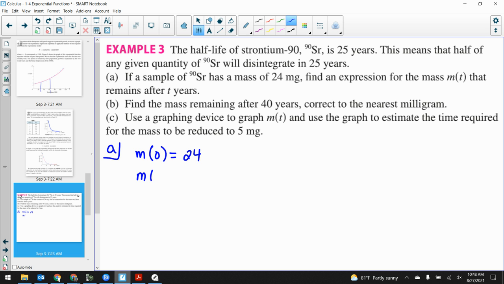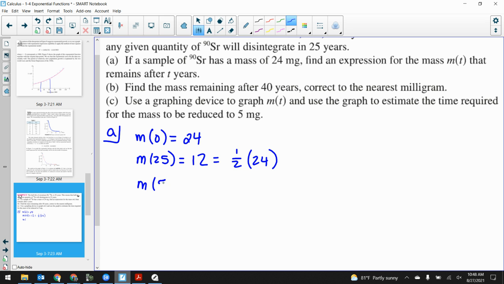Okay, mass at time 25. Well, what's going to be remaining after 25 years? How many milligrams? 12, right? I take 24, I bring it down to 12. How did we get that? Well, that's 1/2 of 24, right? Okay, well, what about mass at time 50? How much is going to be left over? 24 down to 12 down to 6, which is essentially 1/2 of 1/2 of 24, right?